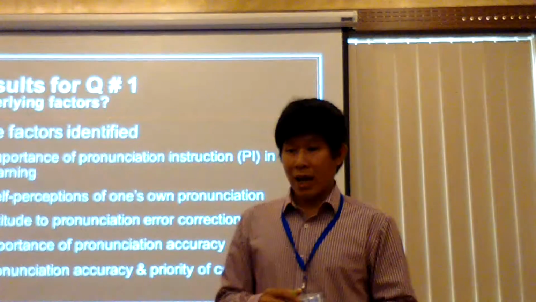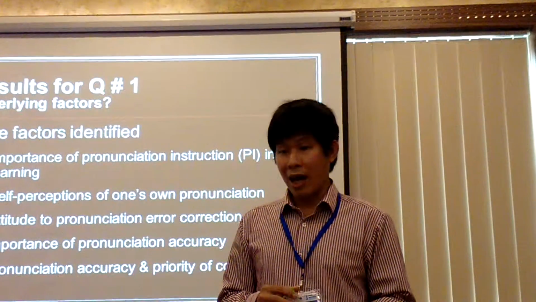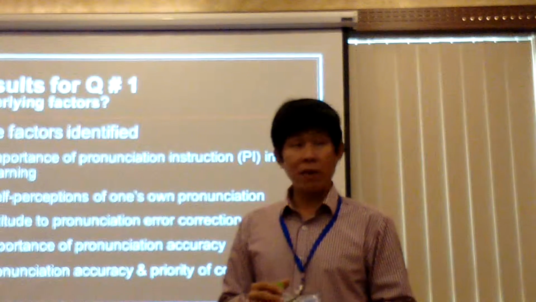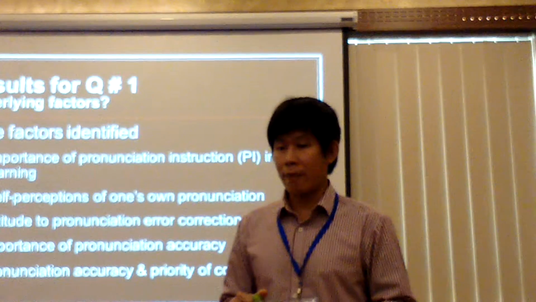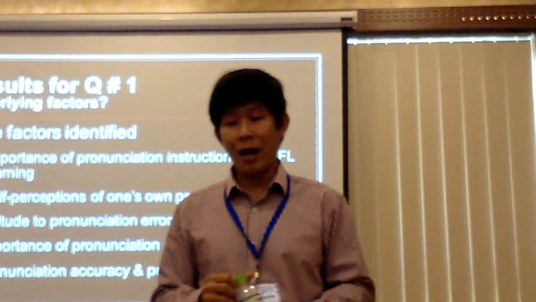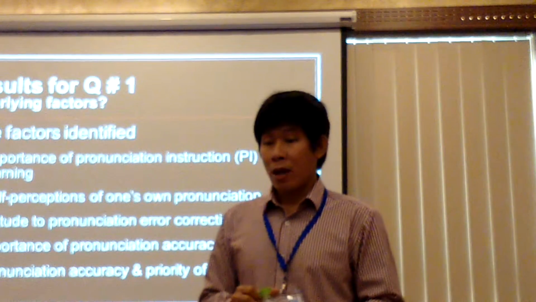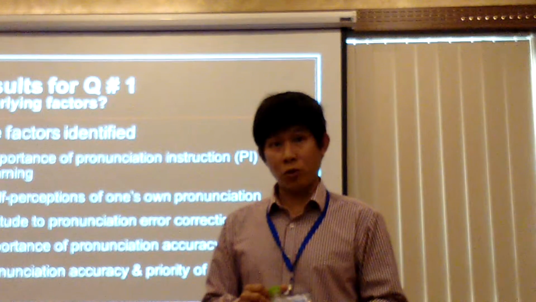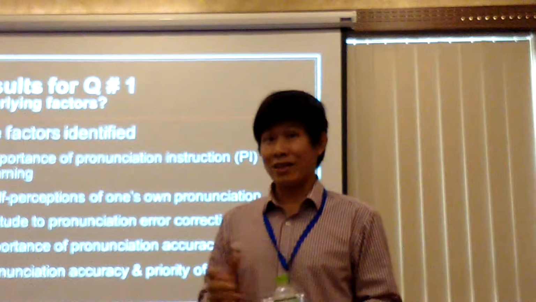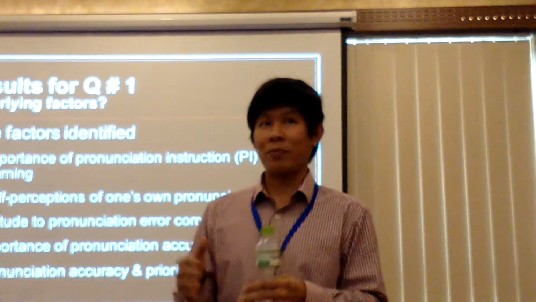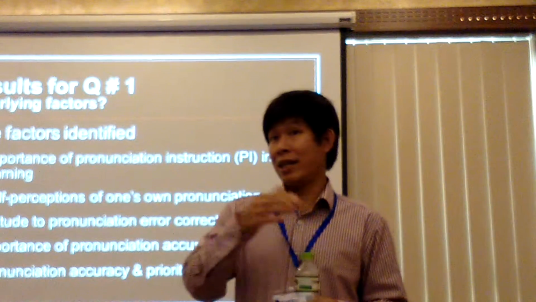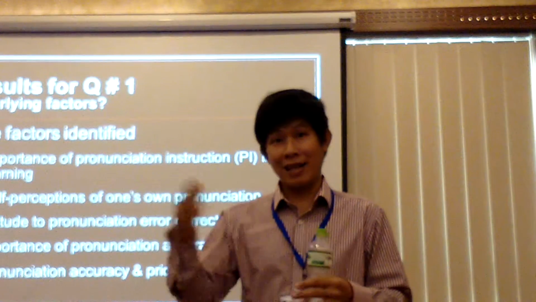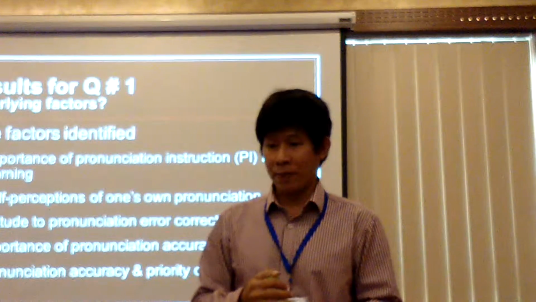There are 5 factors identified after analyzing the questionnaire responses. You can see on the slide, the first factor is the importance of pronunciation instruction in foreign language learning. The students acknowledge the importance of pronunciation instruction, you can see. So it's a little contradicting or conflicting with the teacher's belief. The teachers say that, oh, it's not necessary, but the students think it's important.